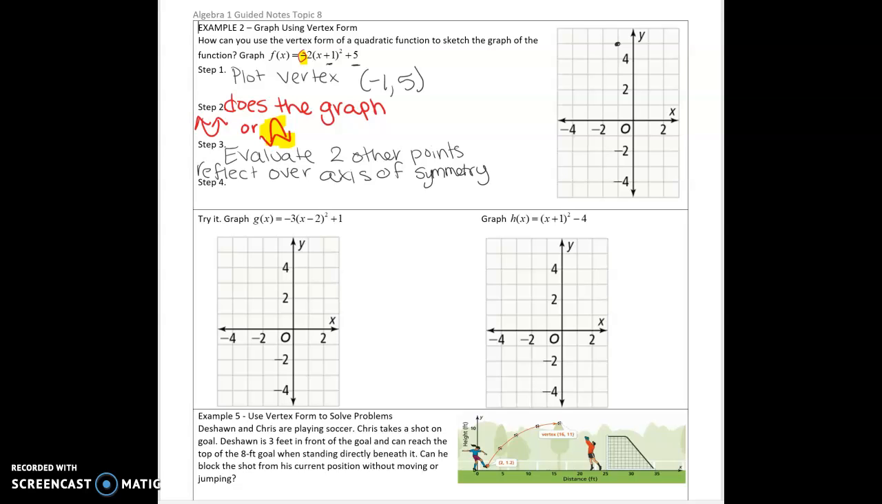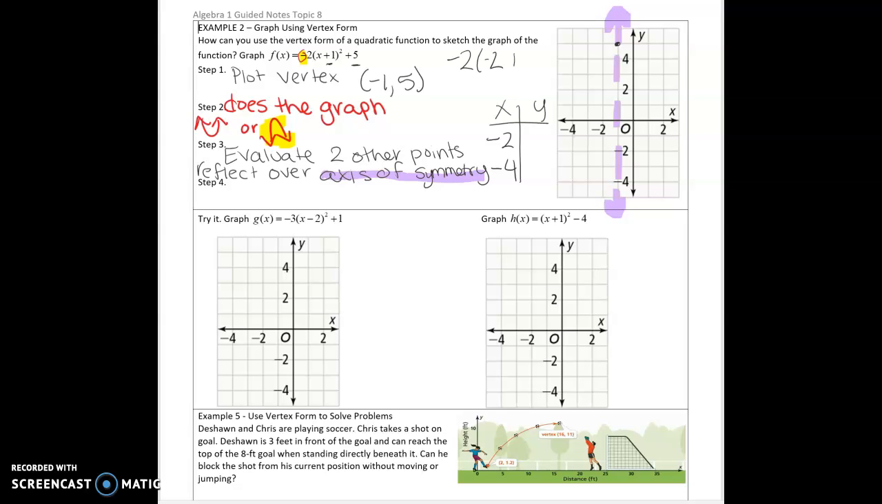So the axis of symmetry, we'll do in this little purple here, is right on this line here. So we need to pick 2 points on one side of that line. So let's go ahead and plug in -2 and -4 and evaluate them. So go ahead and do -2 in here. So do PEMDAS.